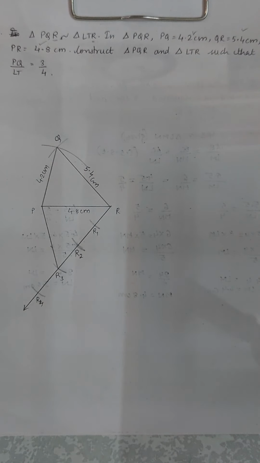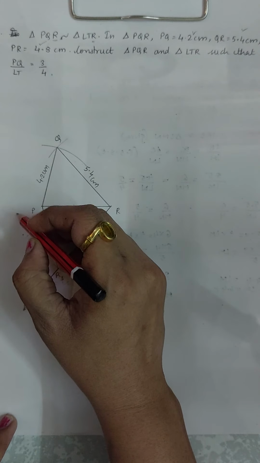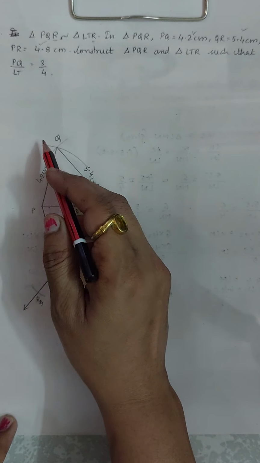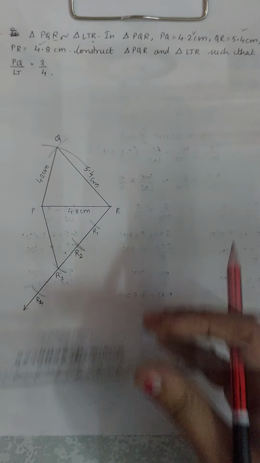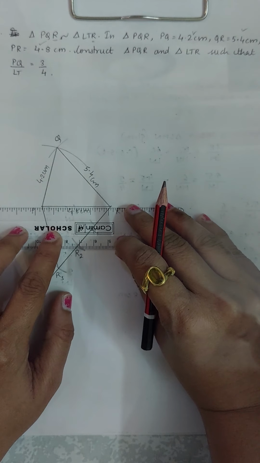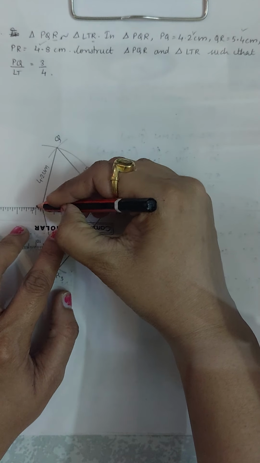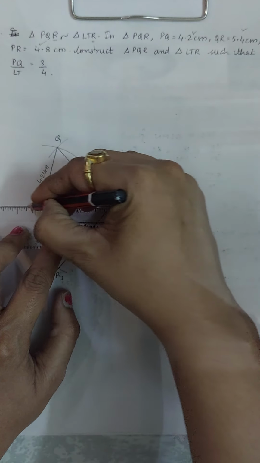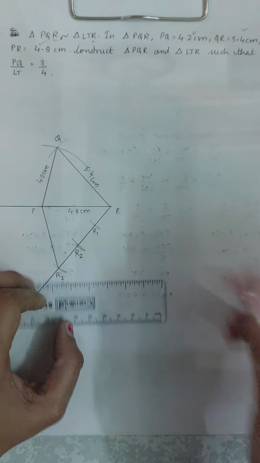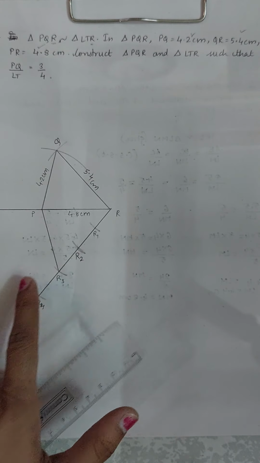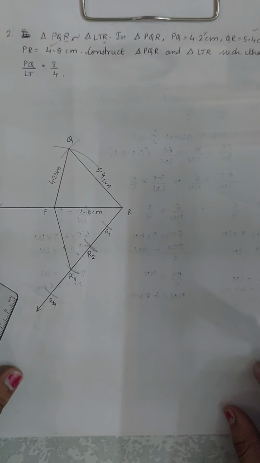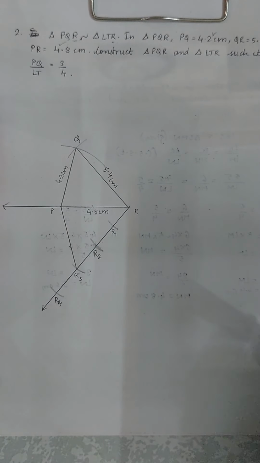Okay, now what are we going to do? We are going to draw a line parallel to this. So we are going to extend this further, and then we are going to draw a line parallel to this here. Okay, so let us draw a line parallel to this.